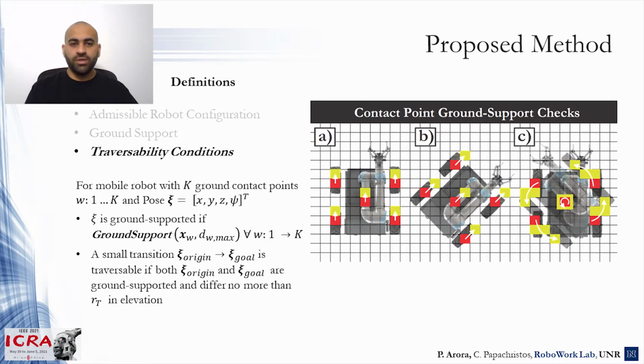Reversibility condition. A robot at configuration xi is assumed to have k ground contact points, where k is equal to 4 in the case of a four-wheeled robot. The entire robot is defined to be ground supported as long as all the ground contact points are. We also define that a small transition edge between two robot configurations is traversable as long as the robot is ground supported for both and they differ in no more than RT in elevation.